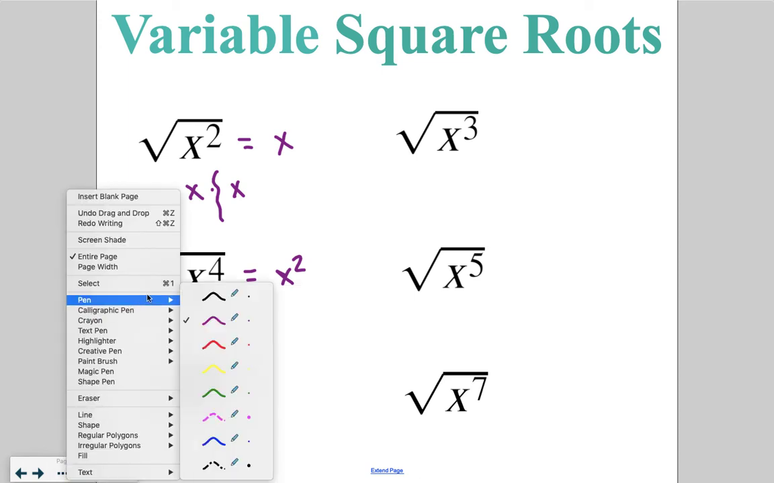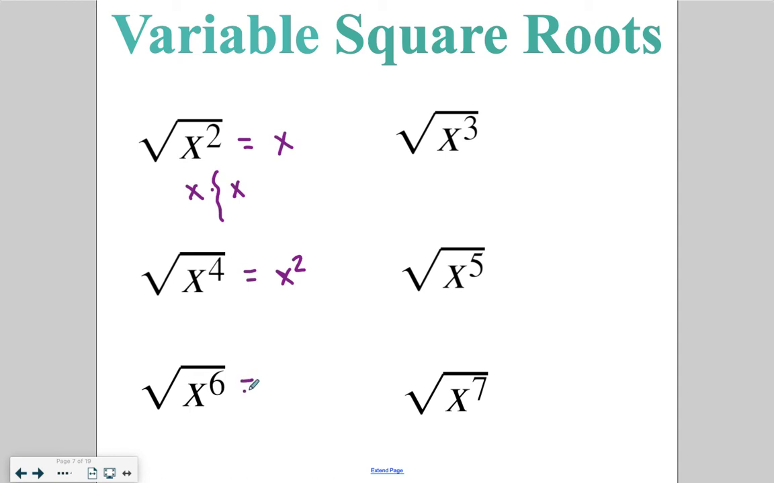So when you have an even number as the exponent, to find the square root, all you're going to do is cut it in half. So 2 cut in half is 1. 4 cut in half is 2. 6 cut in half is 3.